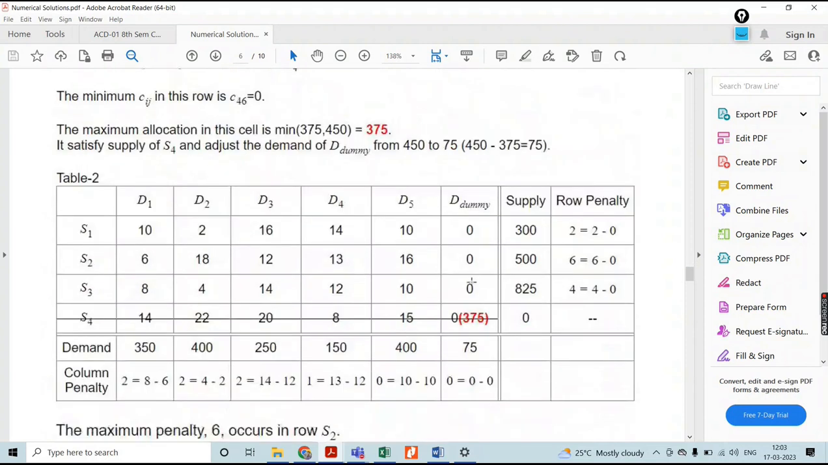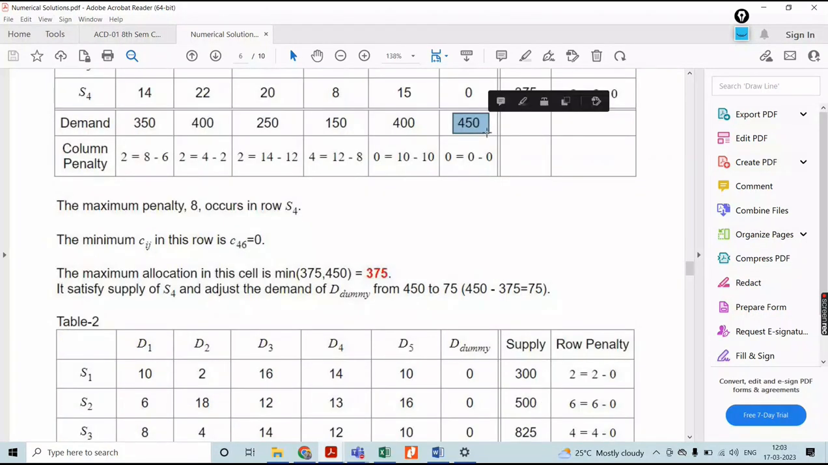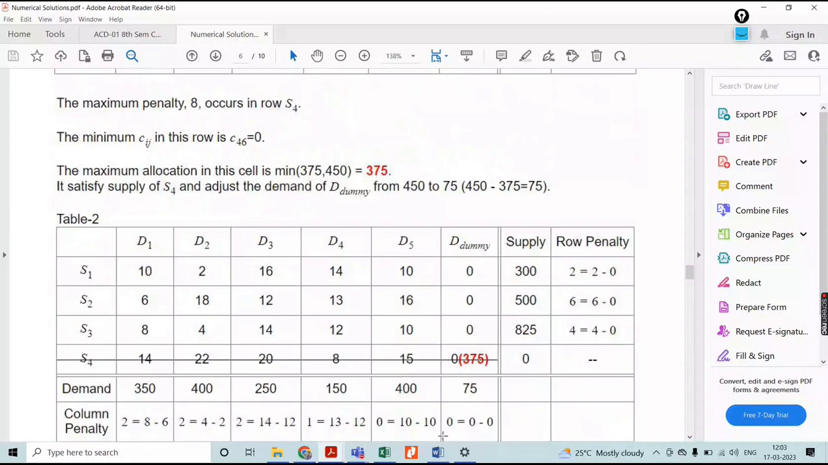So next, this will become 0. I'm allocating 375 directly to this particular element. 0 rupees, 375. Then what is this value? 450. What is required? 450 minus 375. How much is it? That value is 75. That value you can write here. Now what do you want to do? Delete this complete row itself. One minute.